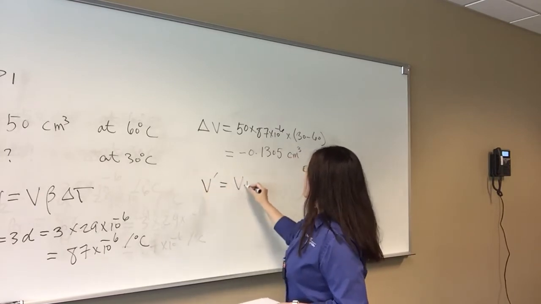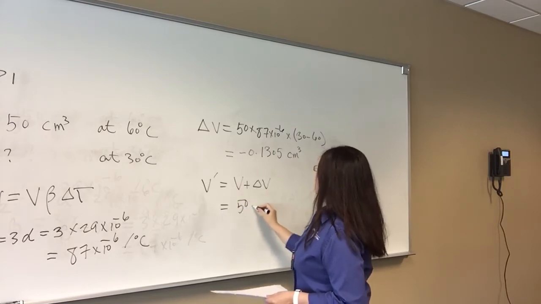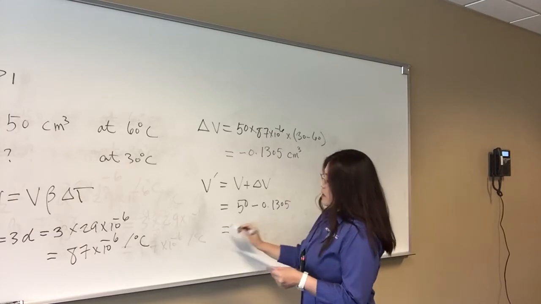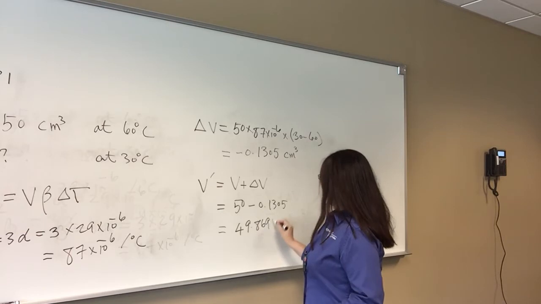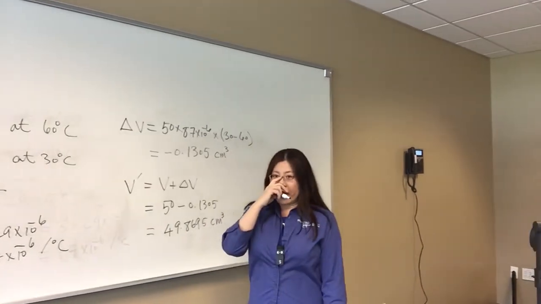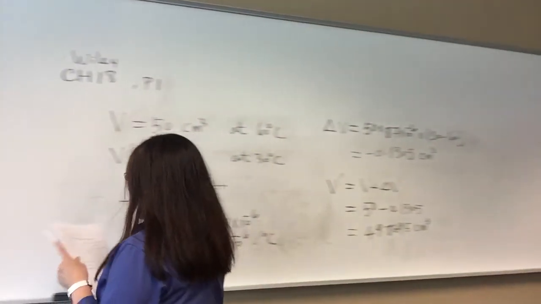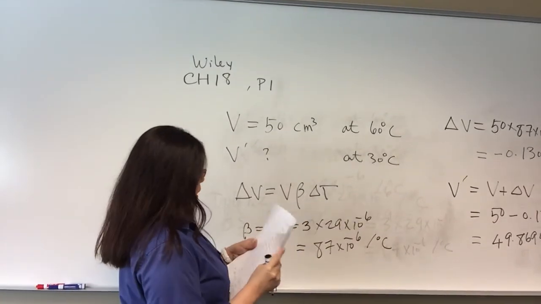So what is the final volume when the temperature is at 30 degrees? It will be V plus delta V. So when you have the 50 plus the negative 0.1305, you'll find that V prime is equal to 49.8695 centimeters cubed. So that is your final answer. Okay? All right. So the next problem that I want to do is problem 12.